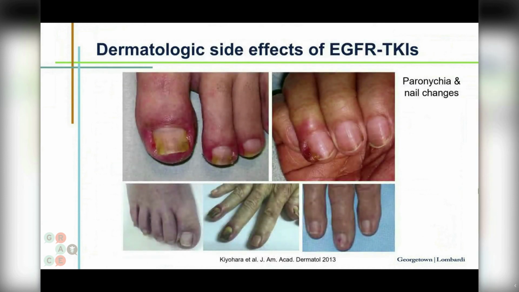So paronychia can be a very challenging side effect of EGFR tyrosine kinase inhibitor therapy. The pictures at the top show really bad cases of paronychia. You see a red and angry looking paronychia around the toe and fingernails. At the bottom, you see mild cases of paronychia, and nail changes can happen, as I mentioned, and these include nail discoloration and brittle nails. Next slide, please.